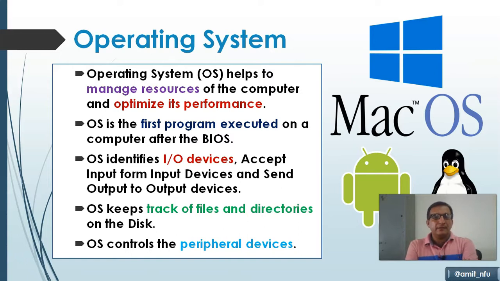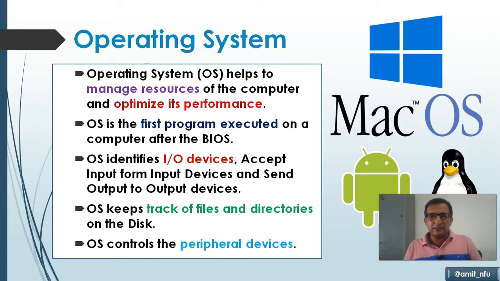When the booting is done, at that time the operating system is loaded from the first boot sector of the computer, the hard disk in fact, to the RAM. So basically the operating system is the first program executed on the computer system after the BIOS. The operating system identifies input-output devices, accepts input from input devices, and sends the output to the output devices. The operating system keeps track of files and directories.